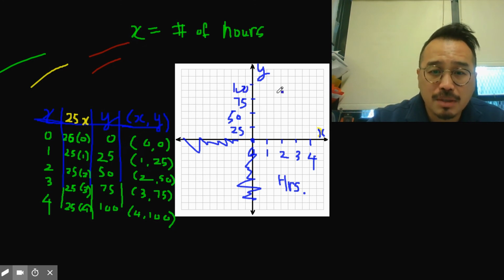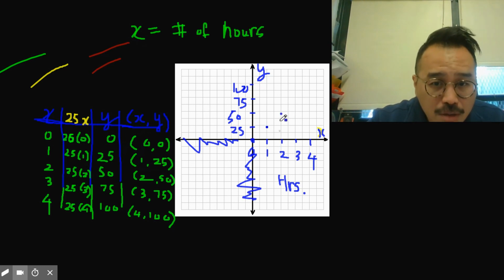All right, it's a little messy, obviously. Okay, 0, 0, 125. What is it, 250? Okay, I'm plotting this wrong also. Not the best example of my hand-eye coordination. All right, 375. And lastly, 4, 100.